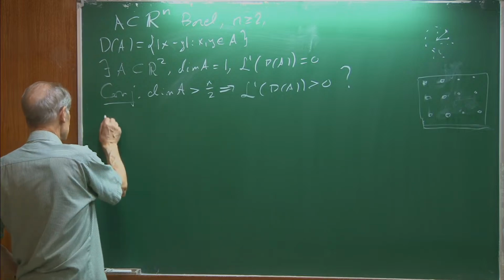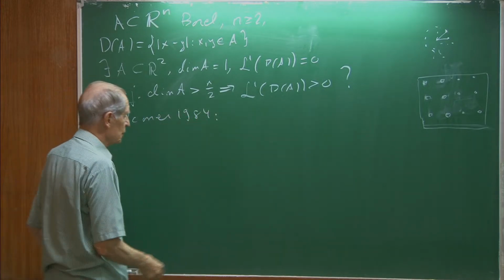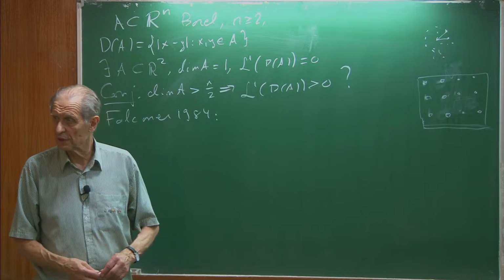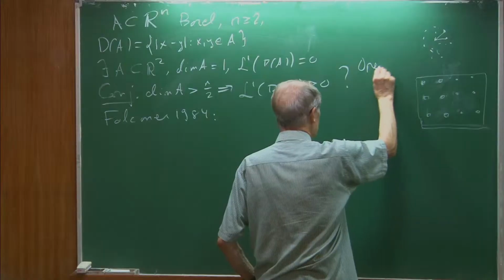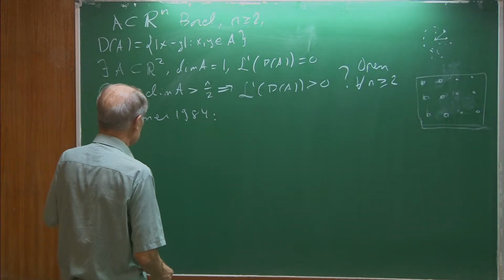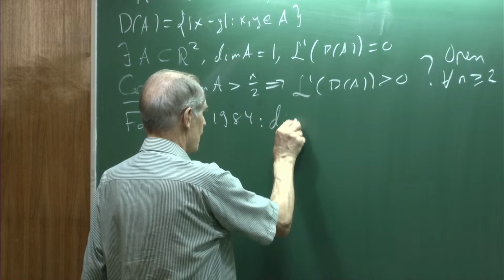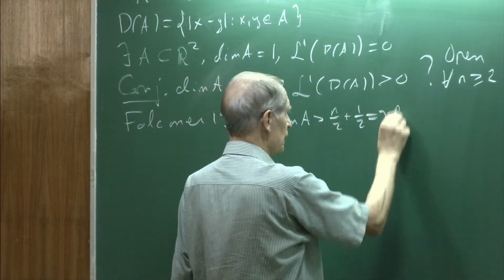And the first result was proved by Falconer in 1984, I think. So he showed that if you take, sorry? Excuse me? Is the conjecture open when n is 2? No, it's open. It's open for all n greater than or equal to 2. Falconer proved that if you replace this with n over 2 plus half, then you get this. So if the dimension is bigger than n over 2 plus half, which is (n+1) over 2, then you get positive Lebesgue measure.